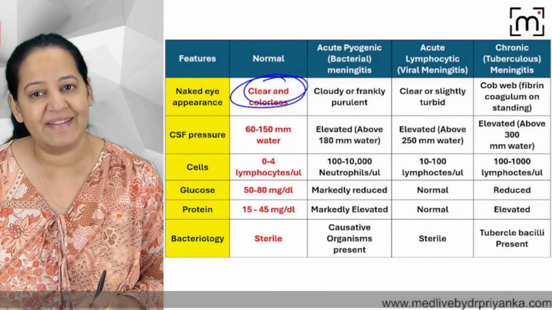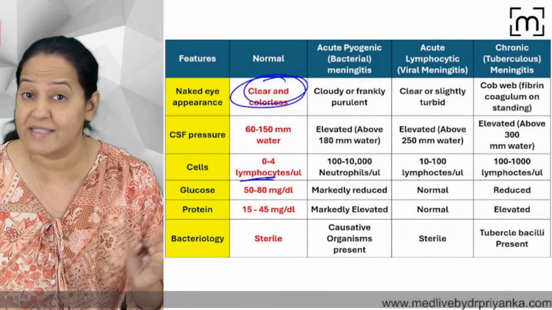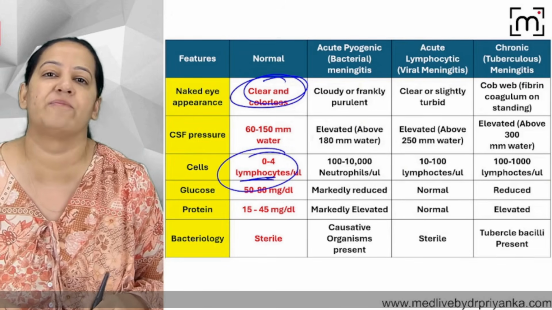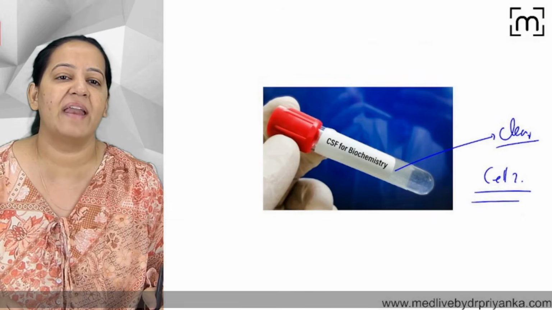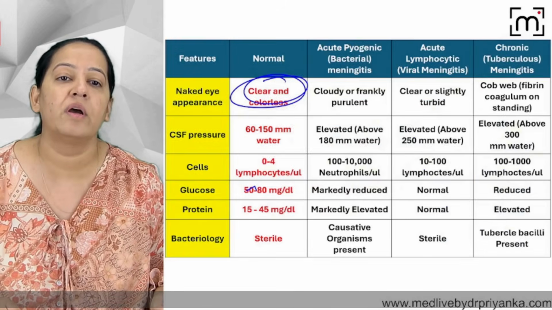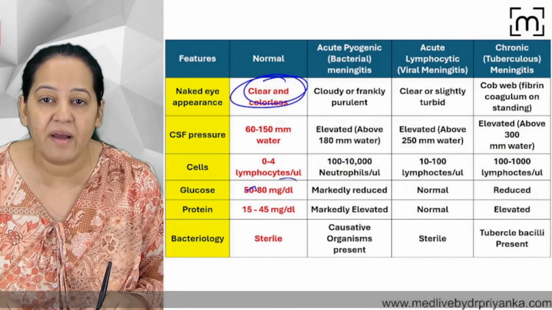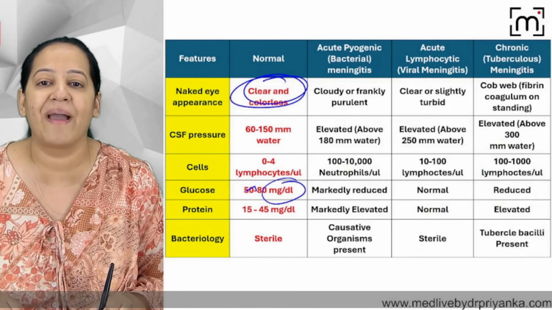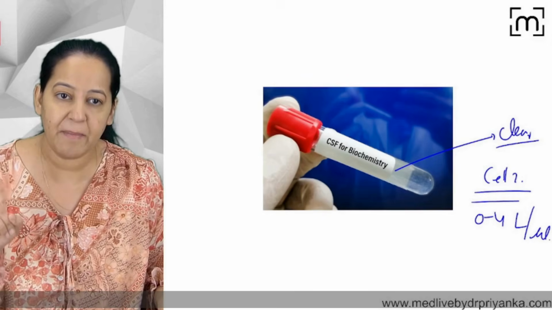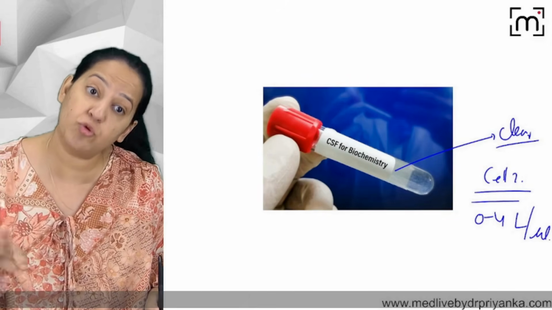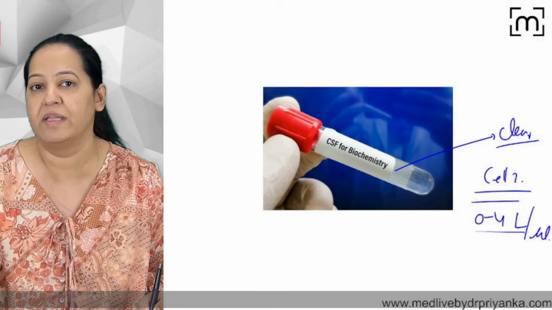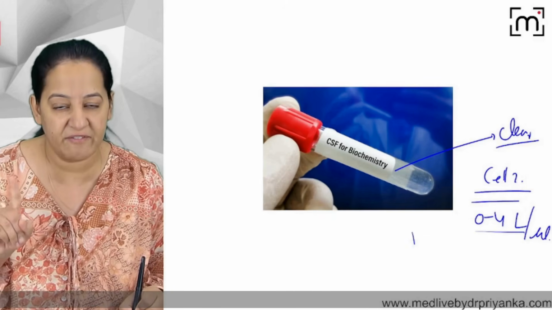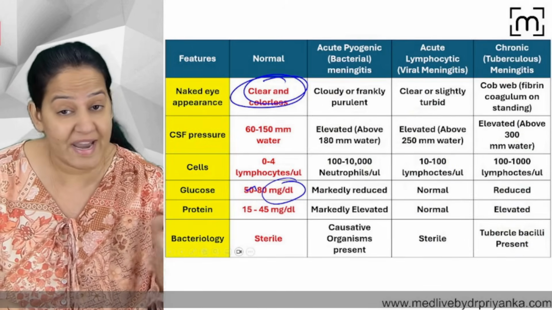And you can see this is the subarachnoid space. It can contain lymphocytes, not neutrophils. Normal CSF can have 0 to 4 lymphocytes per microliter of the CSF. More than that is abnormal. But up to 4 lymphocytes is normal. Even a single neutrophil is abnormal. Neutrophils are never present in normal CSF.